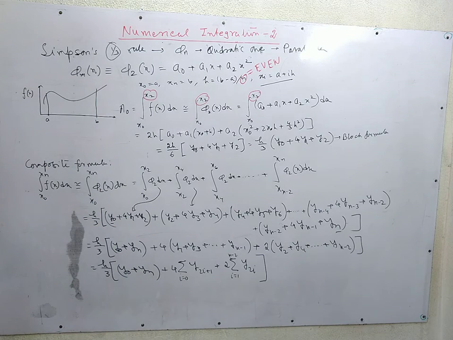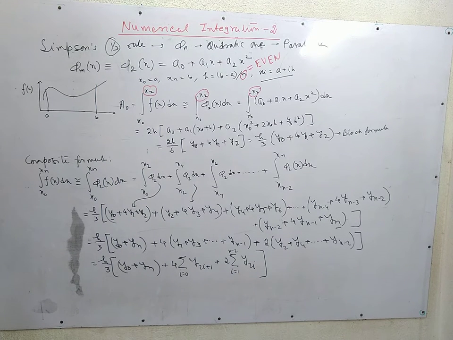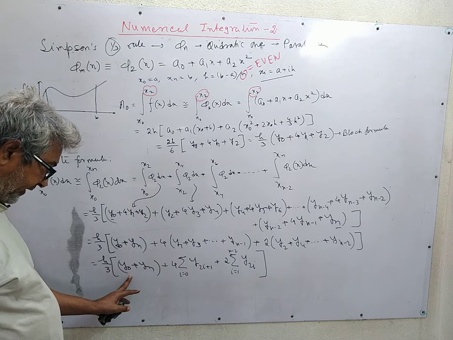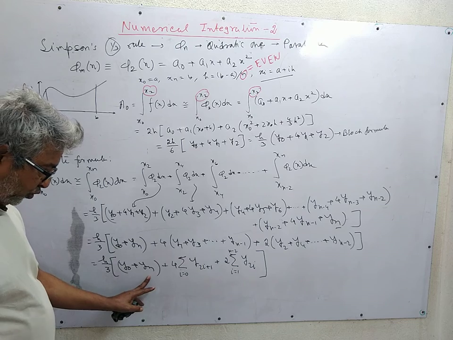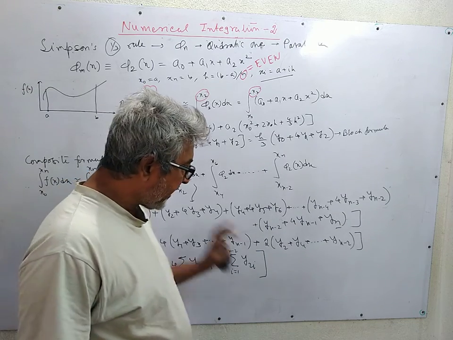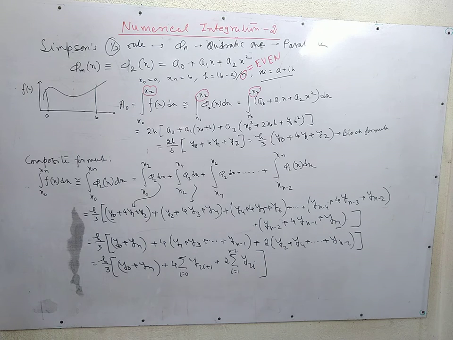So this is the composite formula for Simpson 1/3 rule. This is f at x is equal to a, this is f at x is equal to b, and these are the intermediate values. We have divided the interval into an even number of equispaced intervals, and within a block which comprises 2 strips, that is, in Simpson 1/3 rule, a block has a width of 2h and it is being replaced by a suitable parabola.